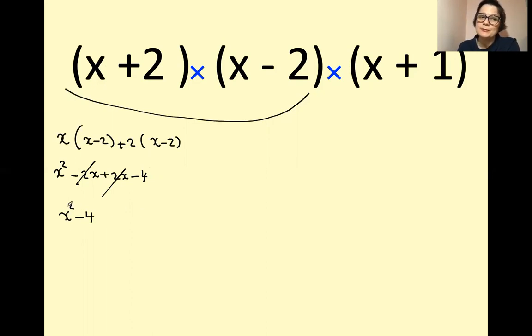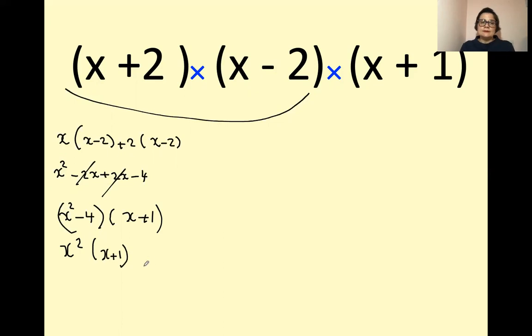Now, what you do, multiply this answer by x plus 1. And now, from triple brackets, we have double brackets. Exactly the same strategy. Multiply the first term by the second bracket. So you're going to have x to the power of 2 that multiplies x plus 1, minus 4 that multiplies x plus 1.